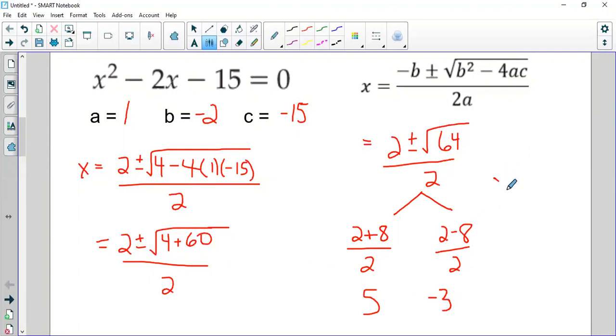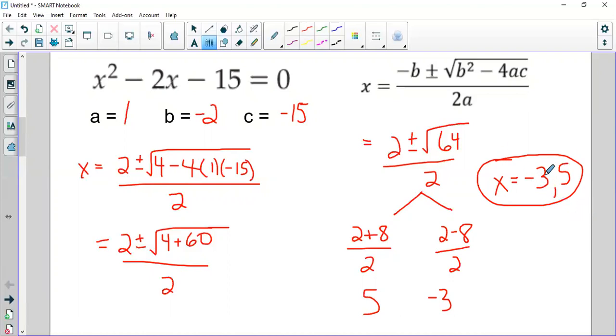So my final answers are x is equal to negative 3, least to greatest, or 5. Those are my 2 solutions. Those are my 2 roots. Those are my 2 x-intercepts. They all mean the same thing.